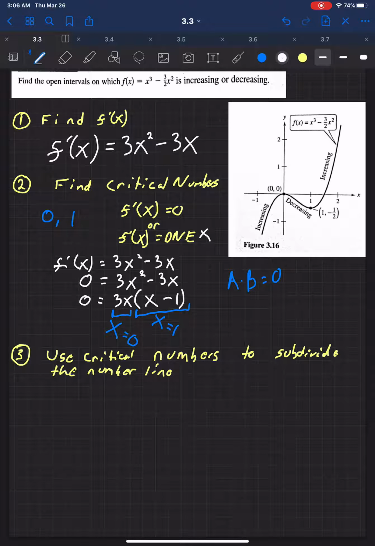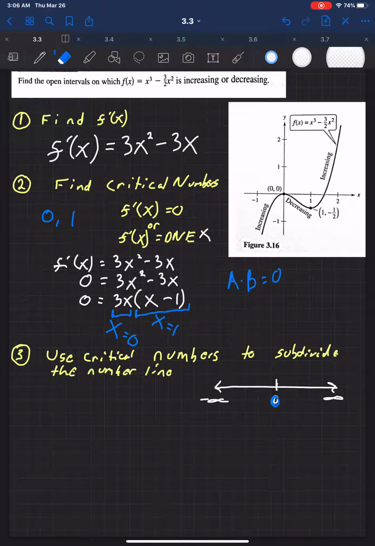Ready? So let me just draw a number line. So here we go. Here is all the numbers from negative infinity to positive infinity. Now I'm just going to go ahead and put a 0 right here, and what I'm going to do is place each critical number on this number line. So 0 was one of the critical numbers, and the other critical number was 1. So I'm going to put a 0 here, and I'm going to put a 1 here.